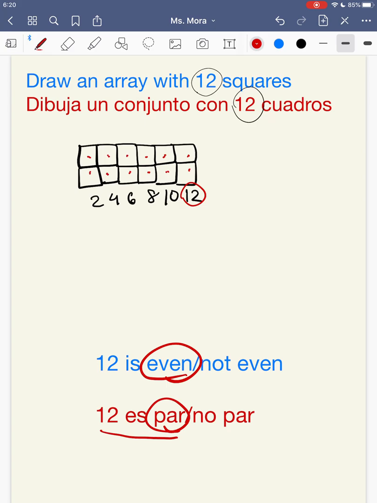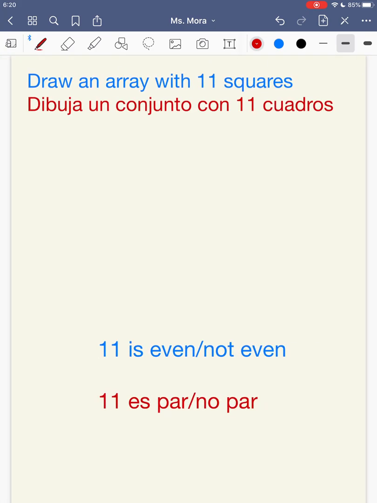Let's try another one, guys. So here it says draw an array with 11 squares. Okay, dice dibuja un conjunto con 11 cuadros. Okay, so same thing. I'm going to start by drawing a square for my top row and a square for my bottom row. And remember guys, you're only going to draw two rows. We're not going to add a third row down here to keep drawing, because we're just trying to make sure that we can draw our squares into 2 equal groups, okay?